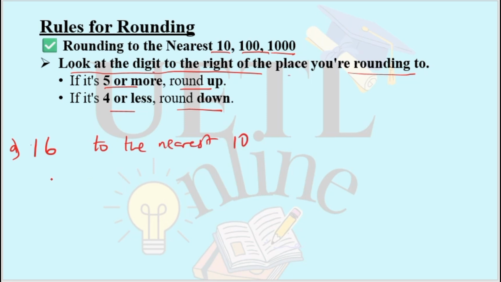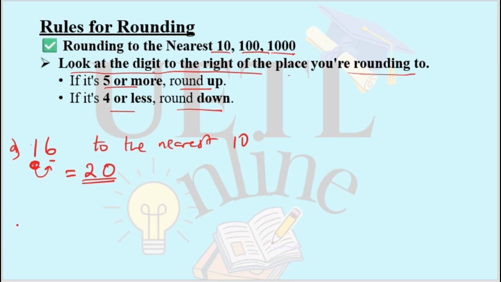Now your duty is to find which digit you are rounding to. This is the units and this is the 10. So we are rounding here, right? Now you look at the number to the right. If it's 5 or more, you round up, and if it's 4 or less, you round down. 6 is 5 or more, so you have to round up. This means that this one becomes 2, so your answer becomes 20. This is what rounding up is.